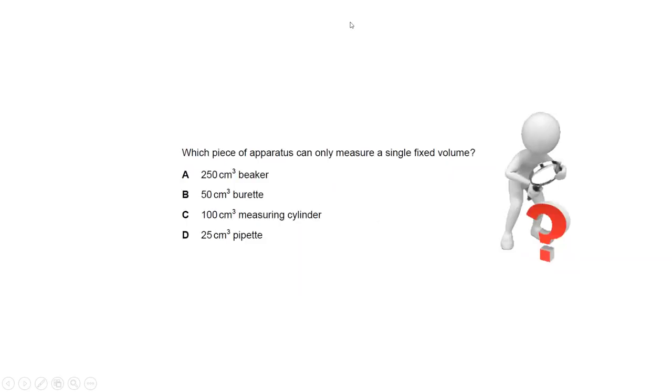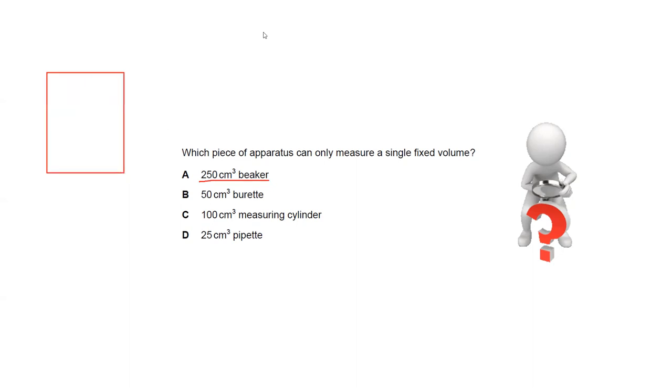So when we check the answer, the correct answer is D. But why is D the correct answer? Because when they mention we have a 250 cm3 beaker, it's not like only 250 cm3 is a marking on that beaker. The maximum volume which this beaker can hold is 250 cm3, but there will be other numbers such as 200, 150, 100, and 50. So we can measure other volumes also, and the maximum we can measure is 250. So it cannot be a beaker.